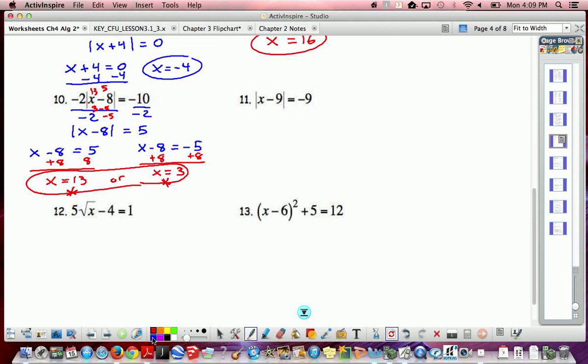Number 11 is tricky for some because they'll just start saying, oh, I just changed the sign. But again, absolute value means distance from 0. So distance from 0, notice how it says negative 9. Can't have negative distance. Again, can't have negative distance. Therefore, this has no solutions.